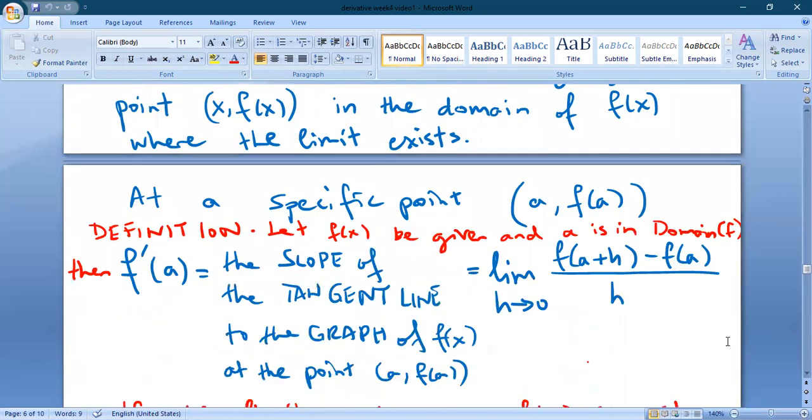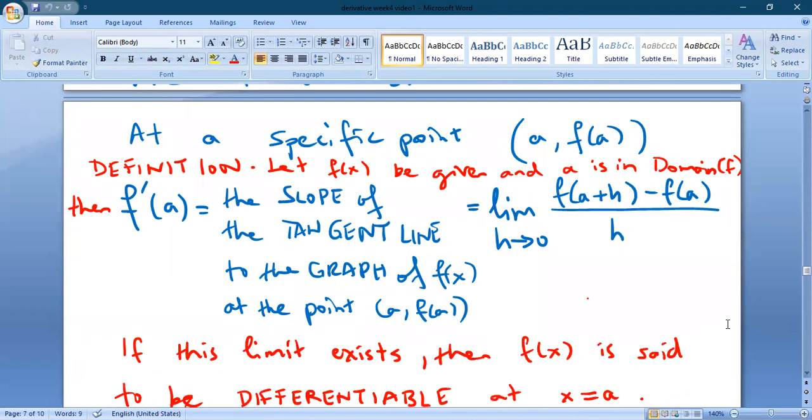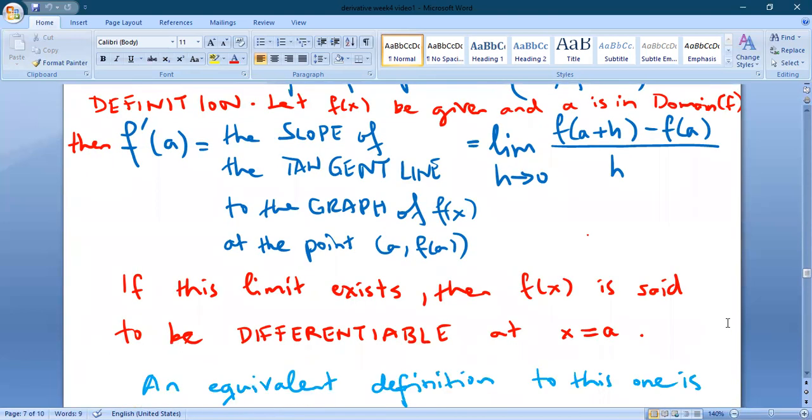So at a specific point a, f of a, this is the definition. Let f of x be given, and a is in the domain of f, then f prime of a is equal to the slope of the tangent line to the graph of f of x at the point a, f of a, which is this limit expression, h goes to 0, f of a plus h minus f of a over h. If this limit exists, then f is said to be differentiable at this point x equals a.